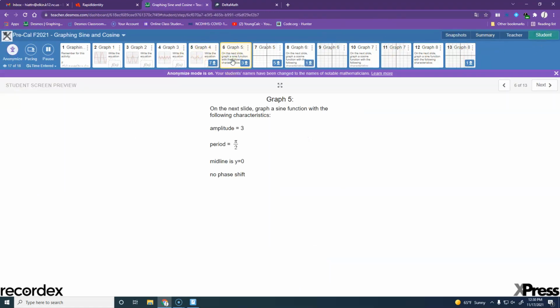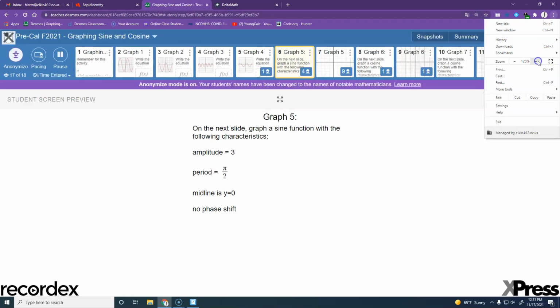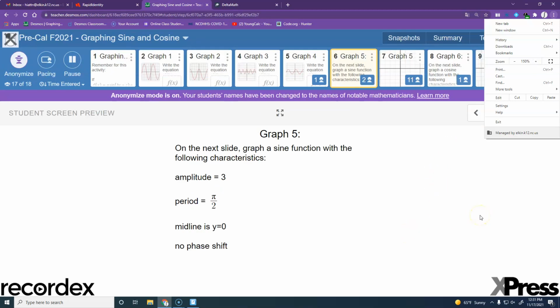All right, so on the next slide, I want you to graph a sine function with the following characteristics. And I'll leave this up here on the screen so you don't have to flip back and forth. Amplitude of 3, period of pi over 2, midline is 0, there is no phase shift. Okay, so you have to go to the next slide to graph that because it won't let me put that information with the graph. You can type in on the slides. So I'll leave this up here and let me zoom in a little too so you can see a little better. So do that for me on that next slide.